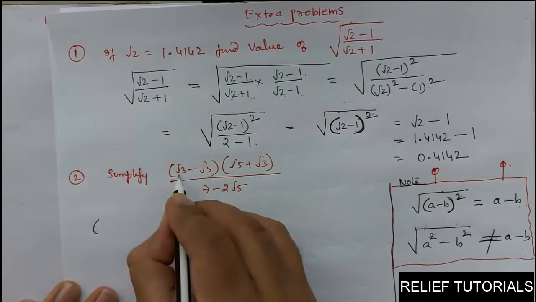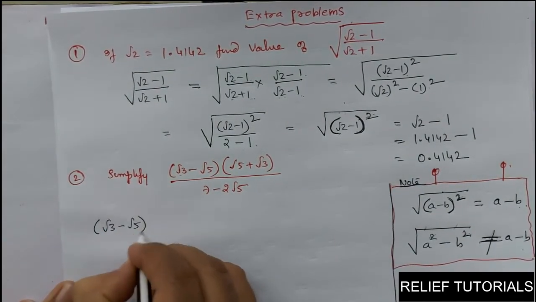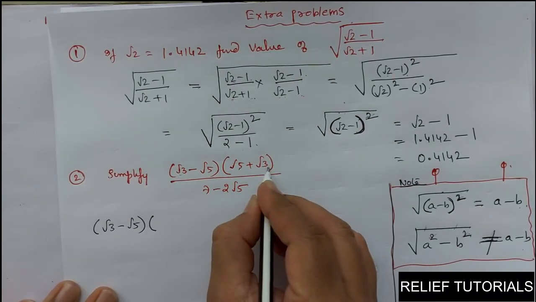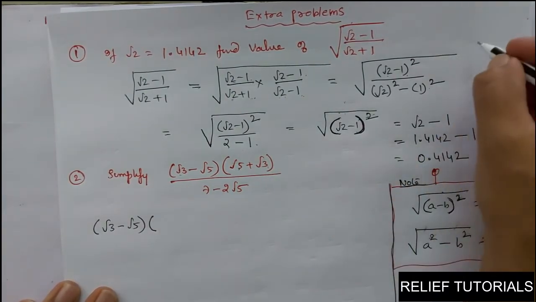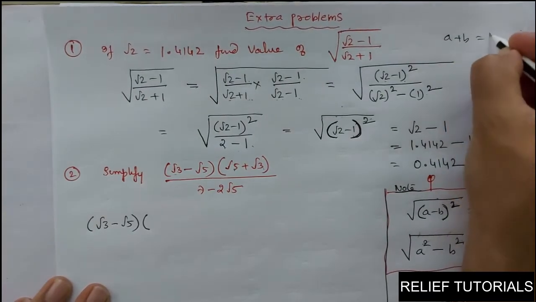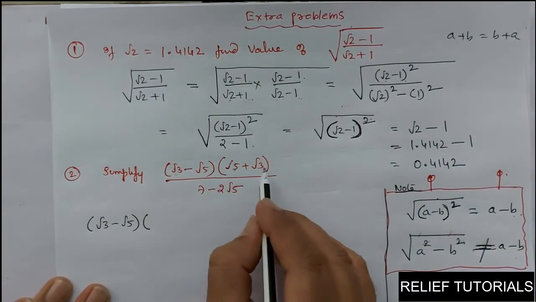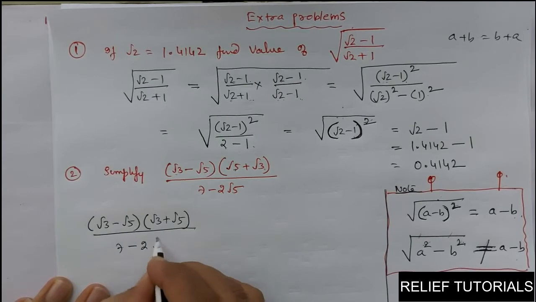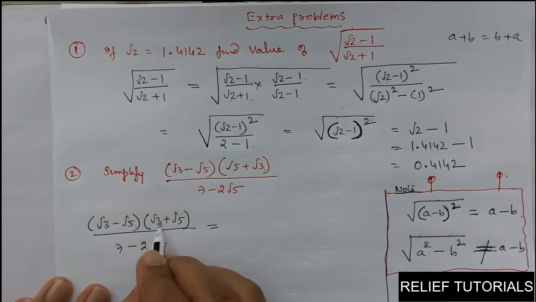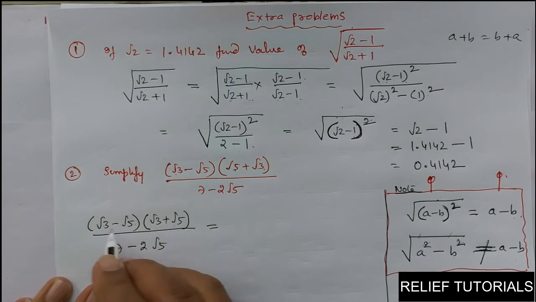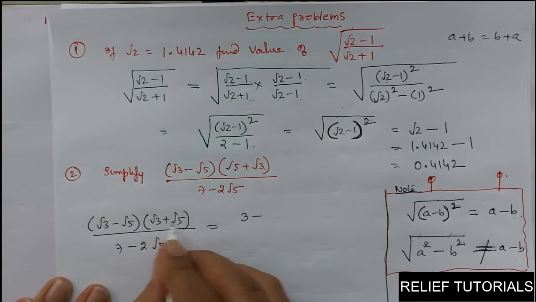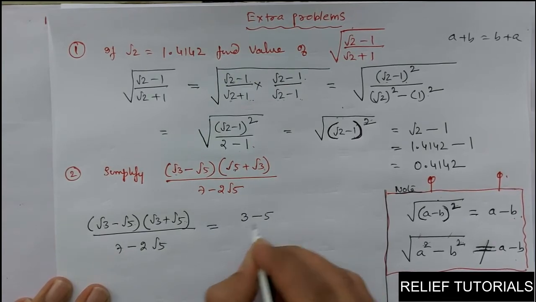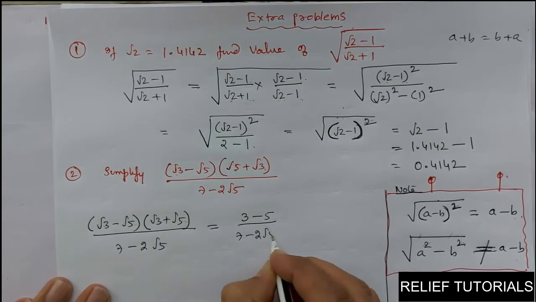So what will I write here? Root 3 minus root 5, into root 5 plus root 3. By the commutative property, a plus b is equal to b plus a. So here root 5 plus root 3 is equal to root 3 plus root 5, upon 7 minus 2 root 5 as it is. Now a minus b into a plus b. Here the identity a minus b, a plus b is equal to a square minus b square. So root 3 the whole square is 3, minus root 5 the whole square is 5, upon 7 minus 2 root 5.